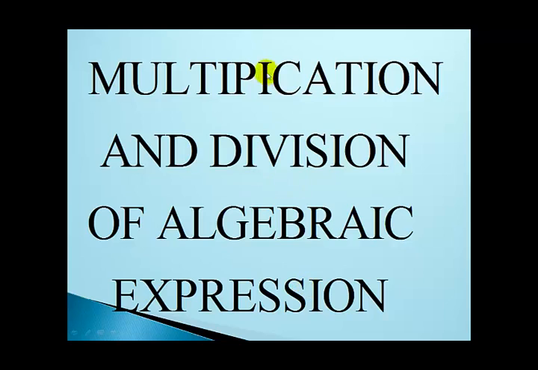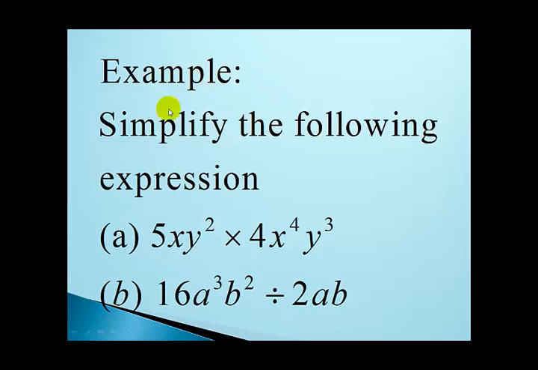Now multiplication and division of algebraic expressions. Let's look at how we can multiply algebraic expressions. Example: simplify the following expressions. A: 5xy squared times 4x to the power 4 y to the power 3. B: 16a cubed b squared divided by 2ab.